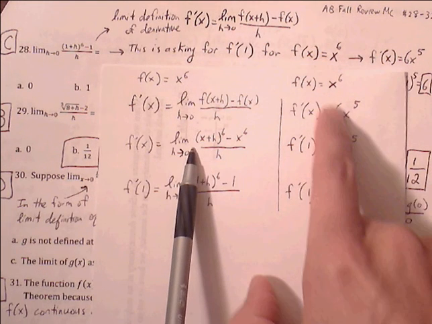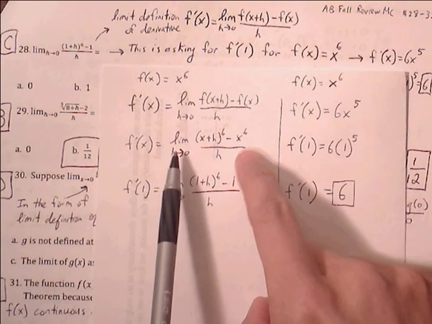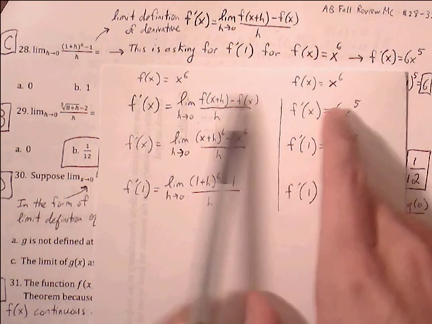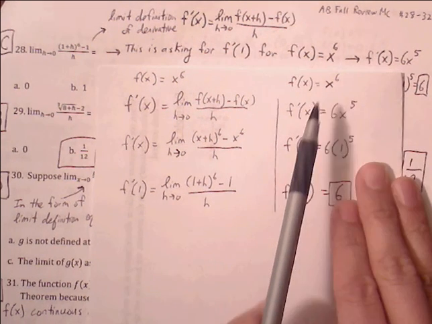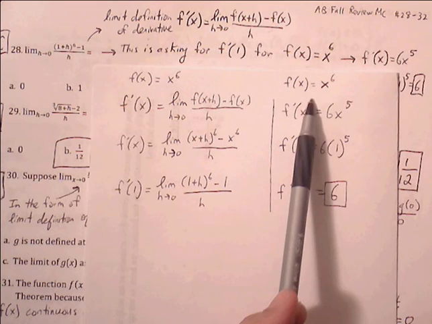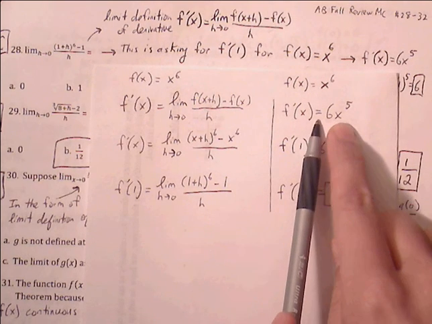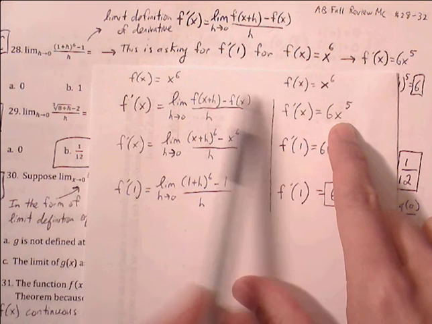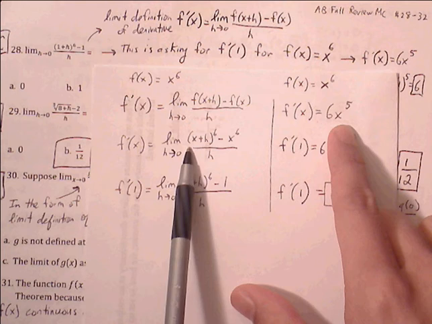We can just go through a power rule, because if we know that this is asking for f prime of x for x to the 6th, then we have a much more efficient way of getting to the derivative, and that's by a power rule, which would be 6x to the 5th. Okay? However, this is going one step further. This is evaluating the derivative at 1.